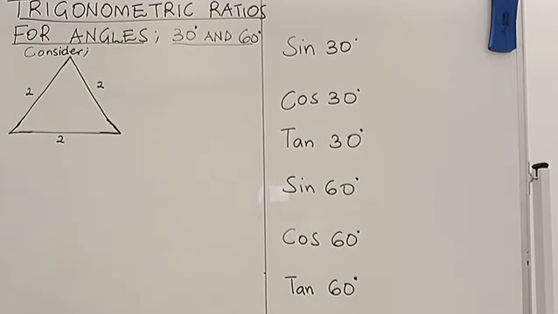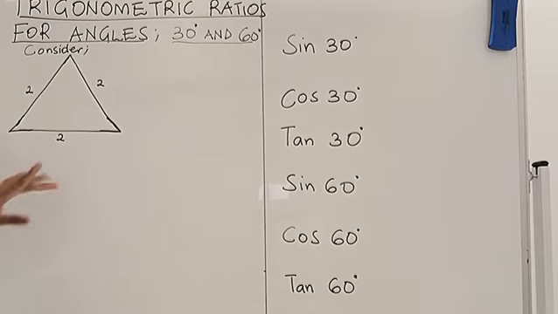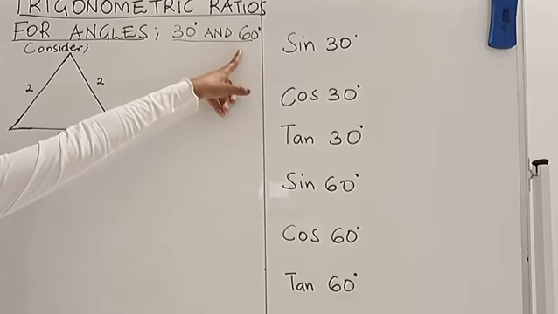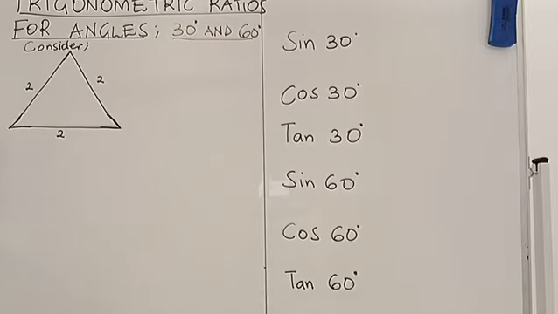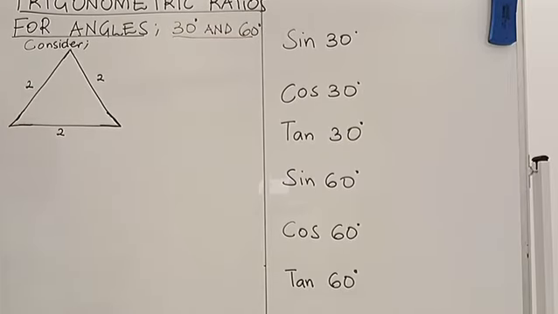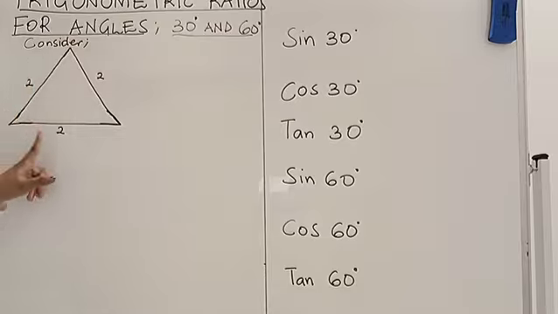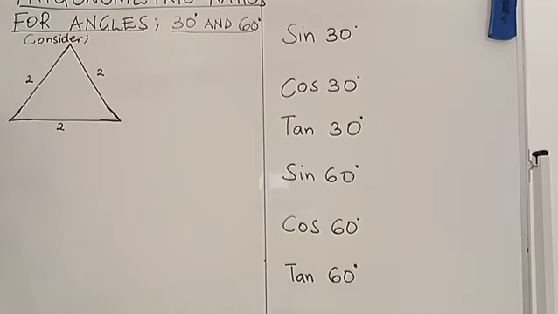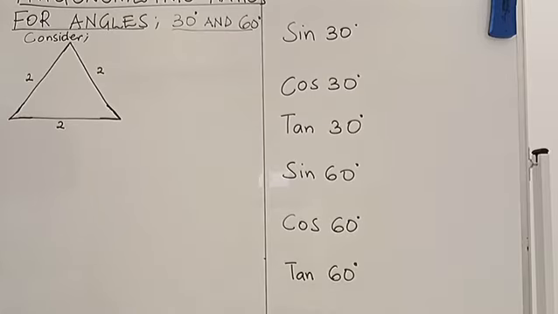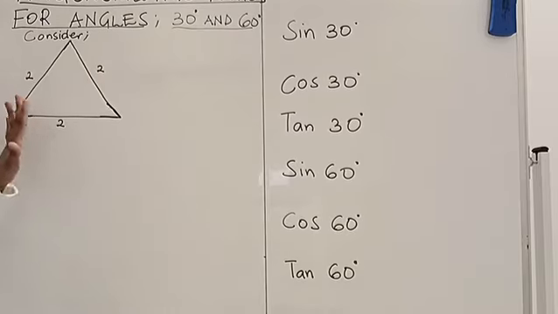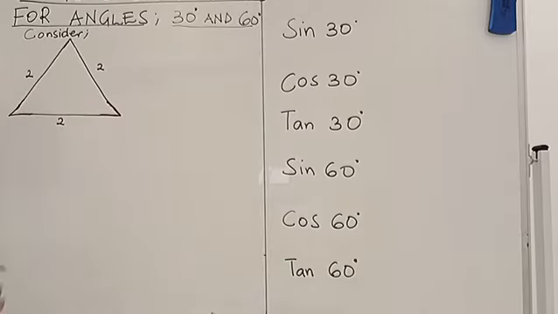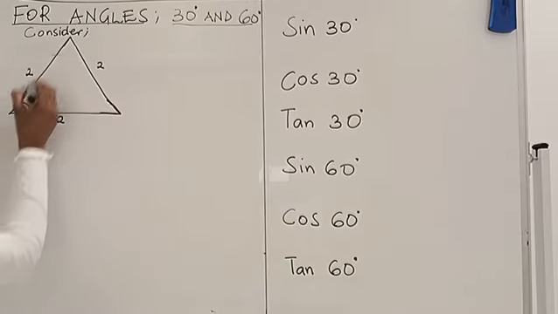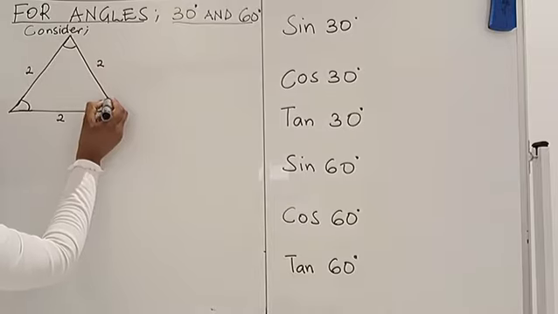Yes, today we are going to look at the trig ratios for the angles 30 degrees and 60 degrees. Now we are going to consider an equilateral triangle with side length 2 units. Now we recall that an equilateral triangle is a triangle with all sides equal and all angles equal. Now what could be the size of each angle of this triangle?